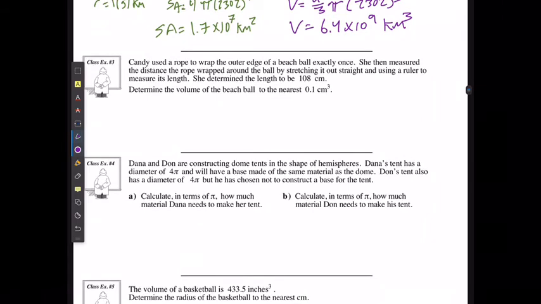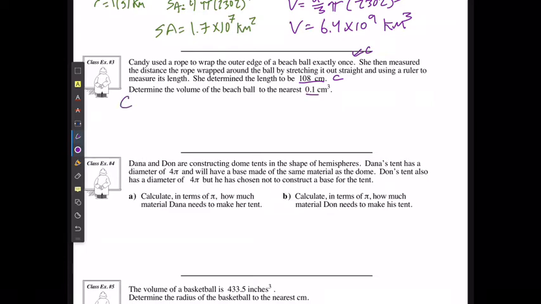Candy used a rope to wrap the outer edge of a beach ball exactly once. So she solved the circumference. She then measured the distance of the rope wrapped around the ball, stretching out straight, and used a ruler to measure its length. She determined that the length of that circumference is 108 centimeters. Determine the volume of a beach ball to the nearest 0.1 centimeters cubed.